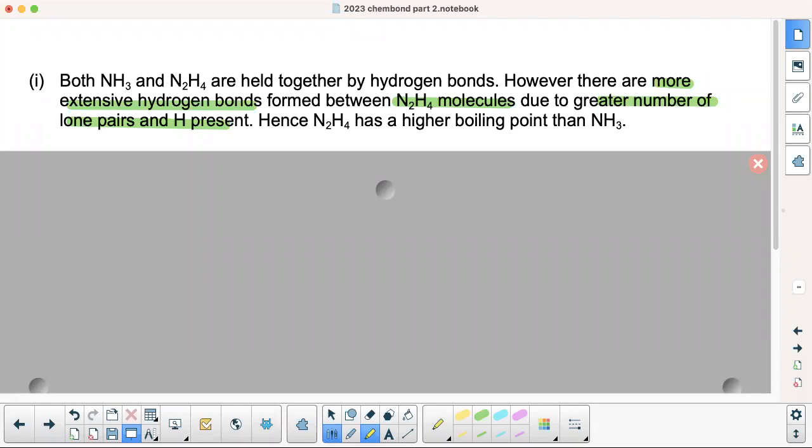So when you do hydrogen bond questions, you must always ask, is it the extensiveness or is it the strength? That's why it's a bit more tricky.